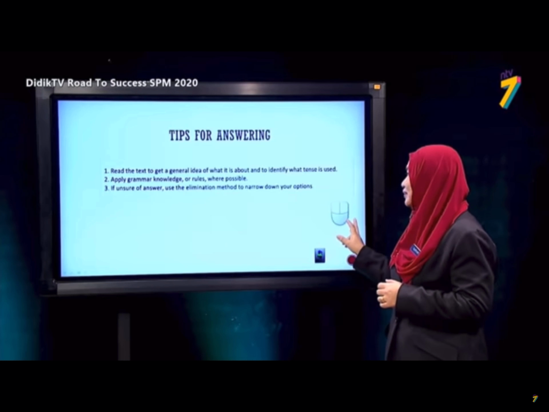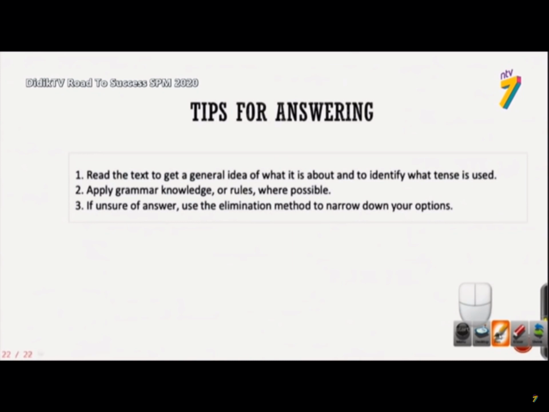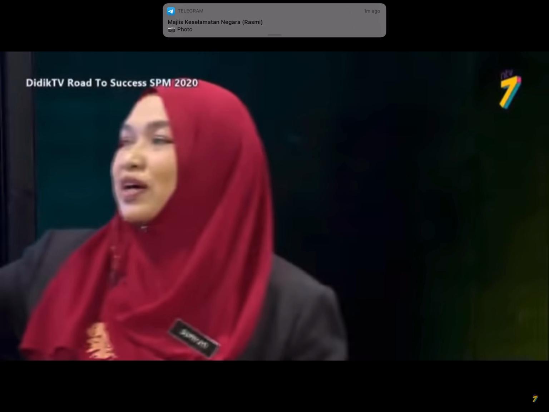In order for you to answer this question, you have to identify the tense, whether it is past tense or present tense. How do you identify whether it's present tense or past tense? By looking at the verb. Look at the verb for the first 3 sentences. The second one, of course, you have to know your grammar rules wherever possible. And number 3, if unsure of the answer, use the elimination method. Meaning you know that's not the answer, cancel it out, so you are left with only the correct choices.